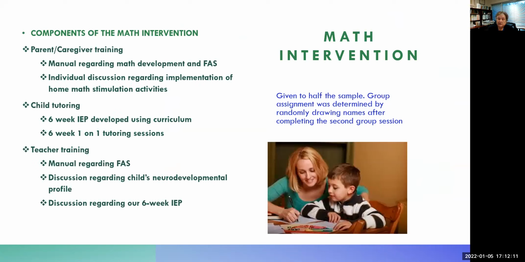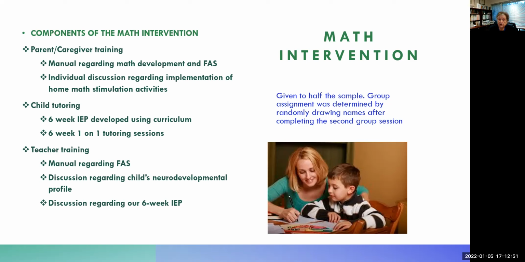There are a number of specific elements to the math intervention process that include a parent component. Parents were taught about math development in FAS, and they were also encouraged to work at home to stimulate math activities, and they had specific exercises in order to do that. There was also a child tutoring element, which included a 6-week one-on-one tutoring sessions using an individually focused and developed curriculum.